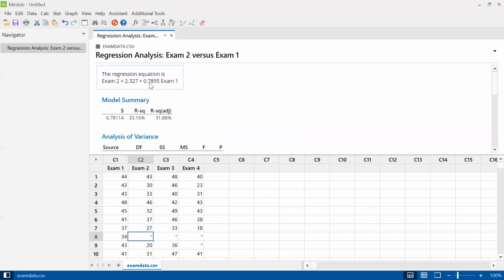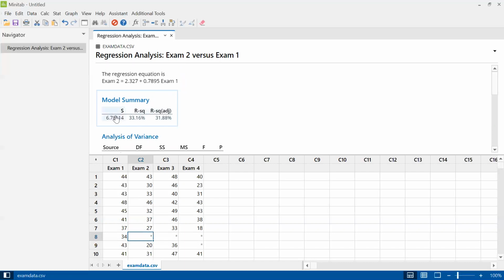All right, so here's our regression equation. This is an equation of the line. So the y coordinates are exam 2, the x coordinates exam 1. A line is normally y equals mx plus b. So the number multiplying the x is this 0.7895. That's your slope. And the number that's not multiplying the x, 2.327, that's the b, the y-intercept. So this is the equation of the line.